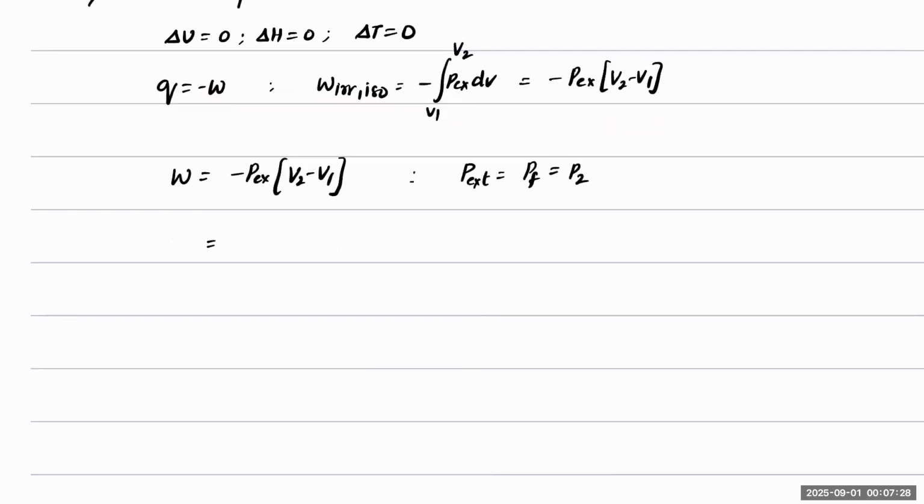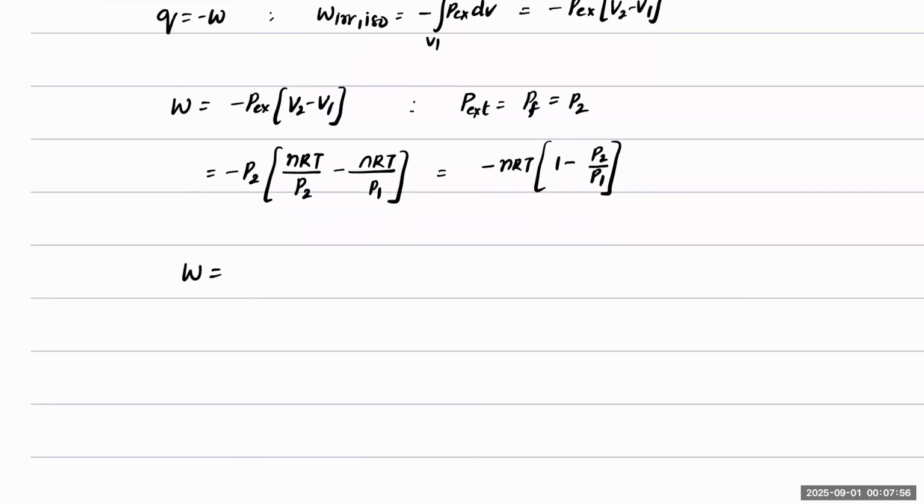Therefore, this will be equal to minus P2 into volume, which can be written as nRT divided by P2 minus nRT divided by P1. So nRT is the common term, and it can be pulled outside. Now P2 can go inside, so it becomes 1 minus P2 by P1. Correct. So this is the work done formula that you need to use.